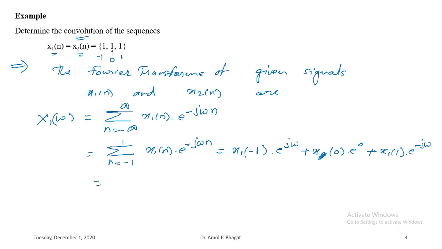So after substituting these values, x1 of minus 1 is 1, so it will be e to the power j omega, right? Plus here it will be 1, 1 multiplied by e to the power 0, so it will be 1, plus e to the power minus j omega. So this will be X1 of omega, and the samples are similar in x1 of n and x2 of n. So your X2 of omega will be again the same, that is e to the power j omega plus 1 plus e to the power minus j omega, right? Correct.